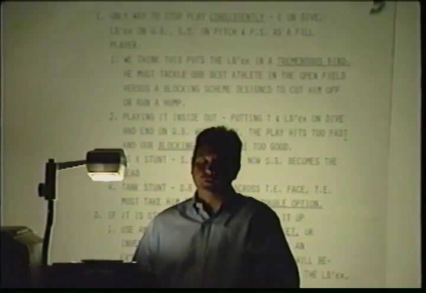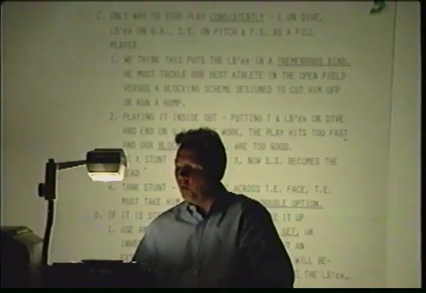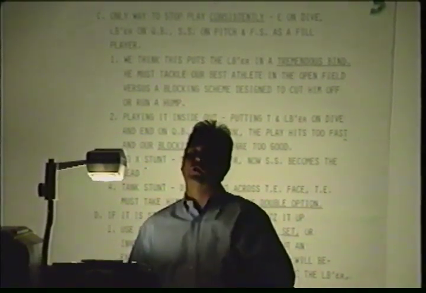We think this puts the linebacker in a tremendous bind. He must tackle our best athlete, our quarterback, in an open field versus a blocking scheme designed to cut him off or run him home. I'm talking about the linebacker now. 4-4-eye tackle, we're going to get our tight end on your linebacker. Get a seal, got our quarterback turning upfield. 5 tackle, we're going to double the tackle, make the linebacker run home. We think if the linebacker can't run a perfect scrape angle to the inside hip of our quarterback, replacing the 9 technique, you're not going to tackle our quarterback in that kind of situation.